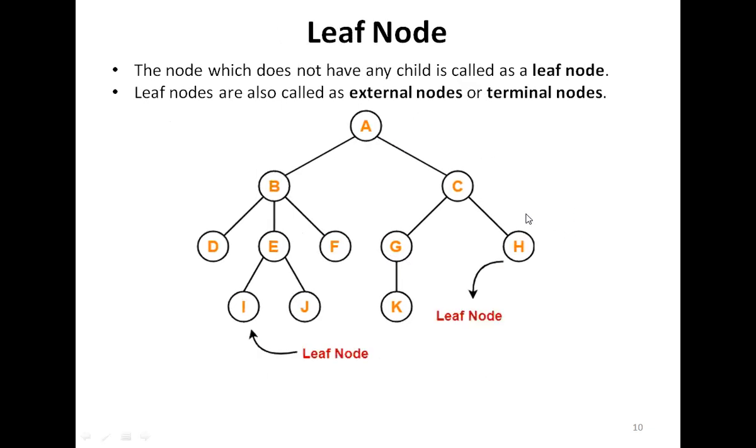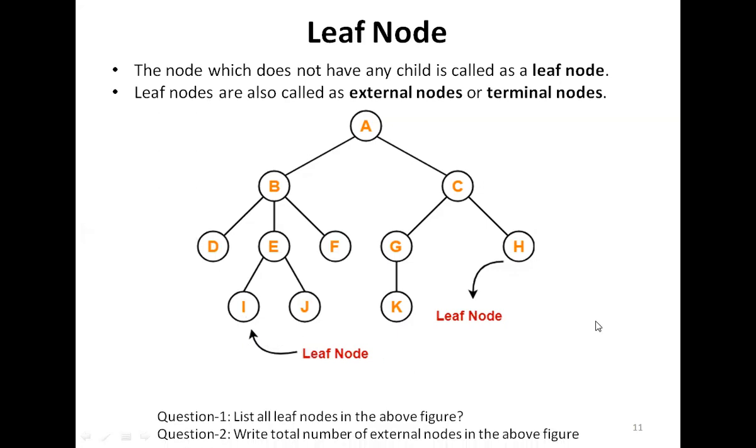Okay. Next is leaf node. The node which does not have any child is known as a leaf node. This is also known as external node or terminal node. You can see node D has no child, so it is a leaf node or external node. Similarly, nodes I, J, K, and H, F, all these nodes don't have any child node. So these are known as leaf nodes.